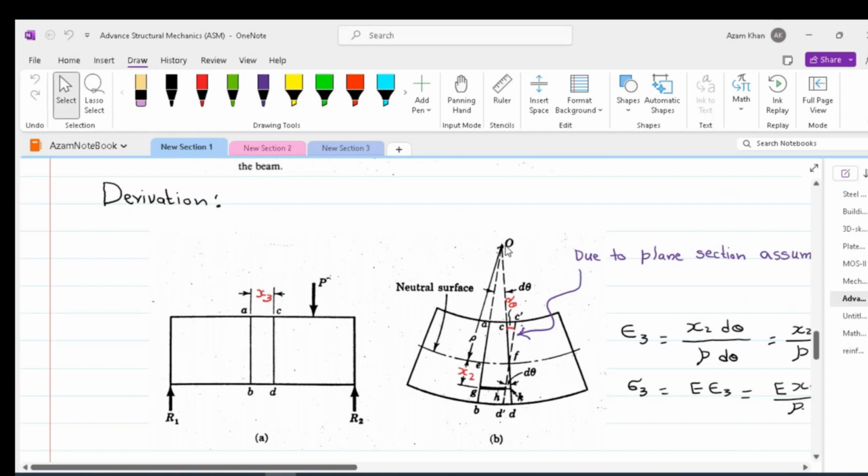If we assume that AB and CD are extended to meet at point O, then keeping O at center, we can draw a circle having a radius rho. Thus, EF can be a sector of a circle. EF is very small, so it can be considered as an arc of a circle.